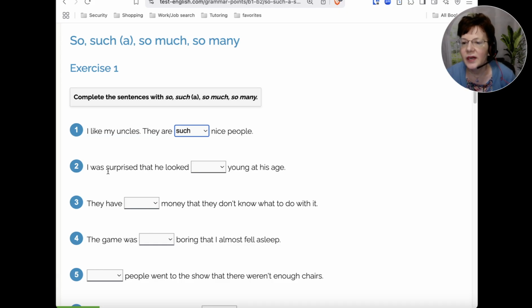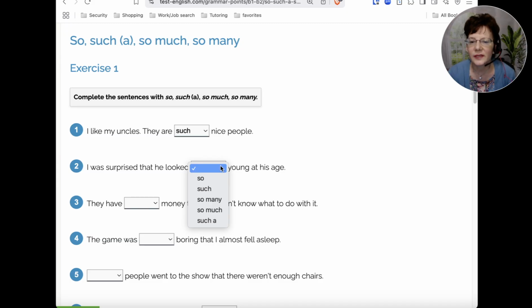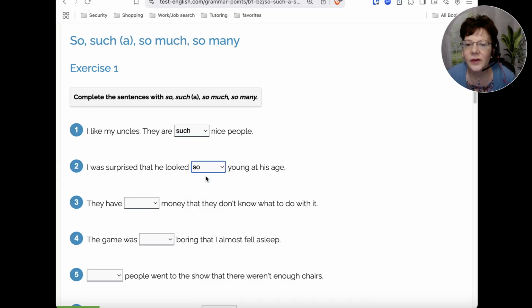Okay, 2, I was surprised that he looked... Okay, we have the same choices. So, such, so many, so much, and such a... young at his age. Okay, think of it as really or very. All right, so if you chose the first option, so young, that would be correct.